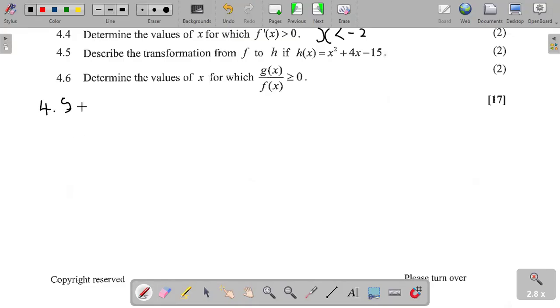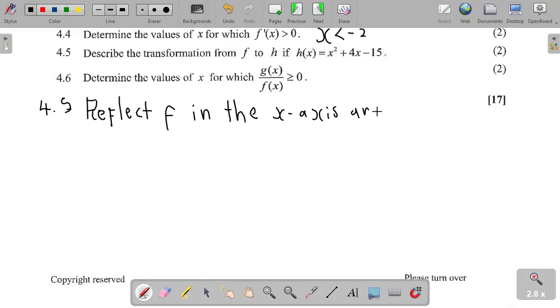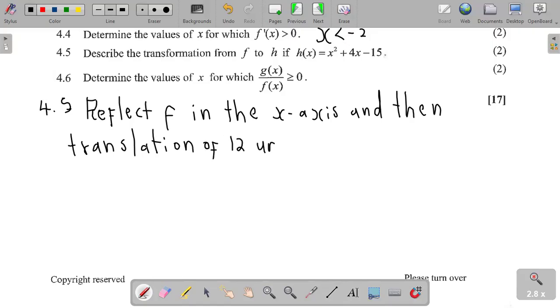So we reflect f in the x-axis, and then a translation of 12 units down.